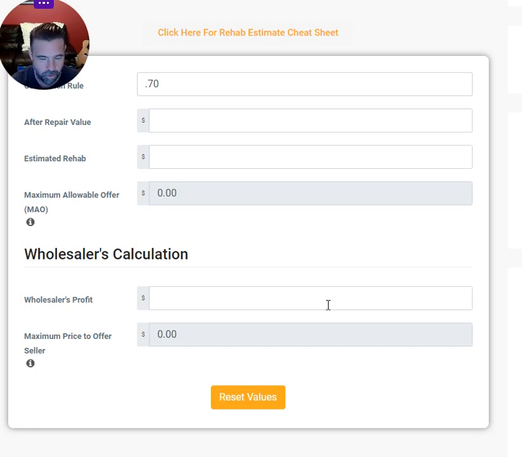And that can be wholesalers, it can be fix and flippers, buy and holders. If you're in real estate investing, one of the things that you really need to master is the concept of maximum allowable offer, or how much should I pay for this house or this property, right? So we're just going to dive right in.